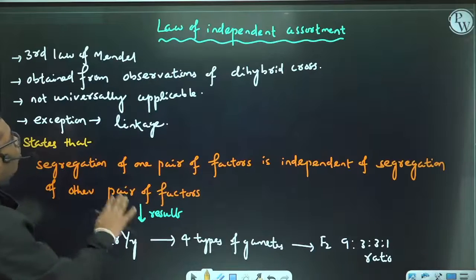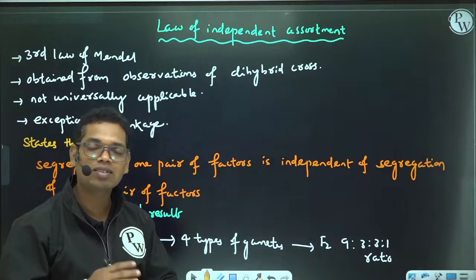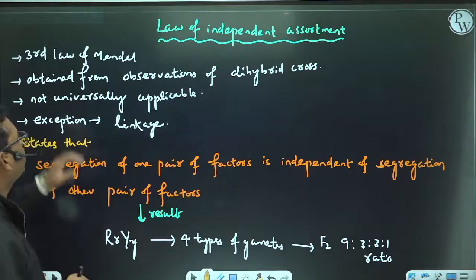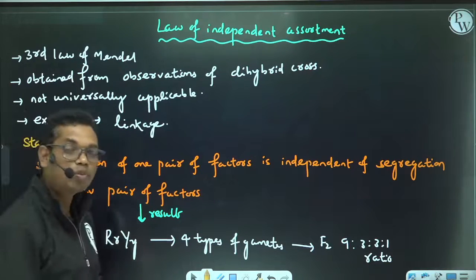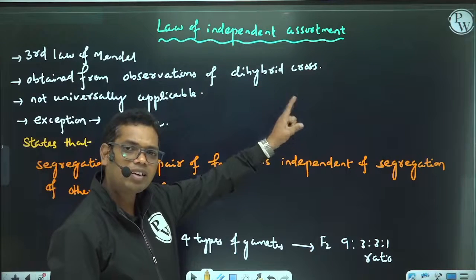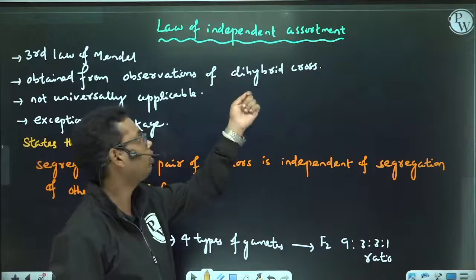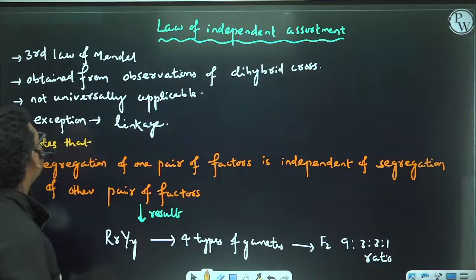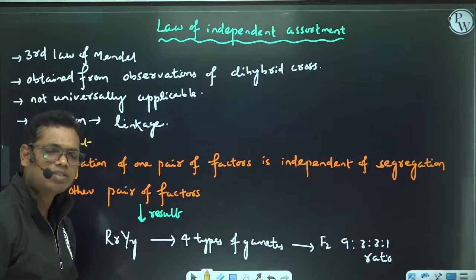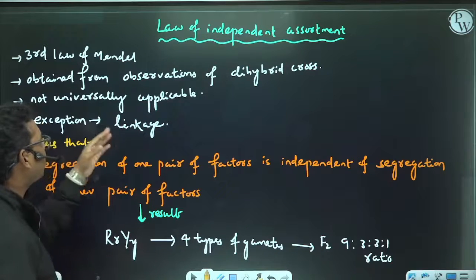Okay, now what about the law of independent assortment? Assortment is nothing but the separation, or arrangement, you can say. This is the third law of Mendel, and this was obtained from the observations of the dihybrid cross, dominance and segregation, monohybrid cross, and law of independent assortment from the dihybrid cross. And this is not universally applicable. That means this one also has an exception, just like the monohybrid law of dominance, and the exception is linkage.